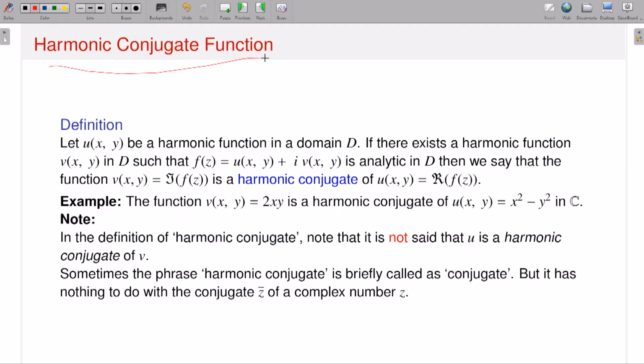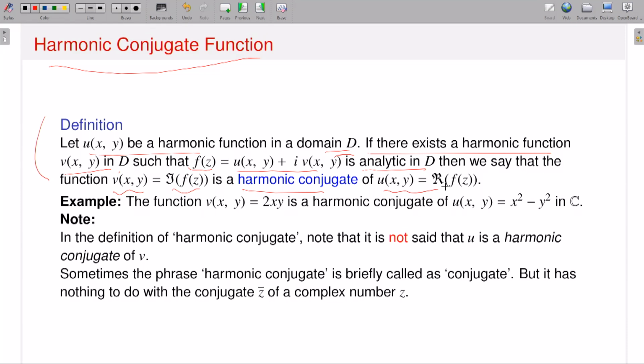Now come to the notion of harmonic conjugate. What is a harmonic conjugate function? Look at the definition very carefully. You start with a harmonic function: let u be a harmonic function in the domain D. Now, if there exists another harmonic function v in the domain D such that u plus iv is analytic in D, then I say that the function v, which is the imaginary part of the analytic function, is a harmonic conjugate of u, which is the real part of f.